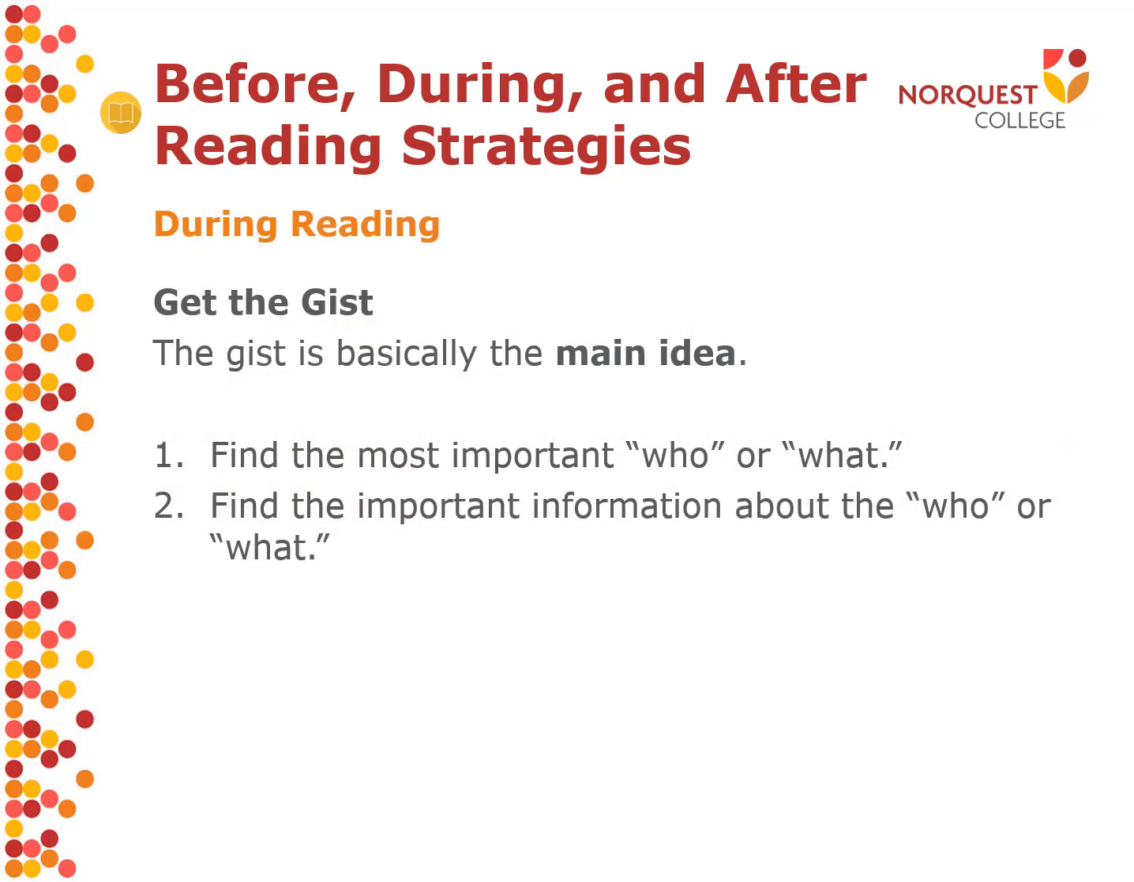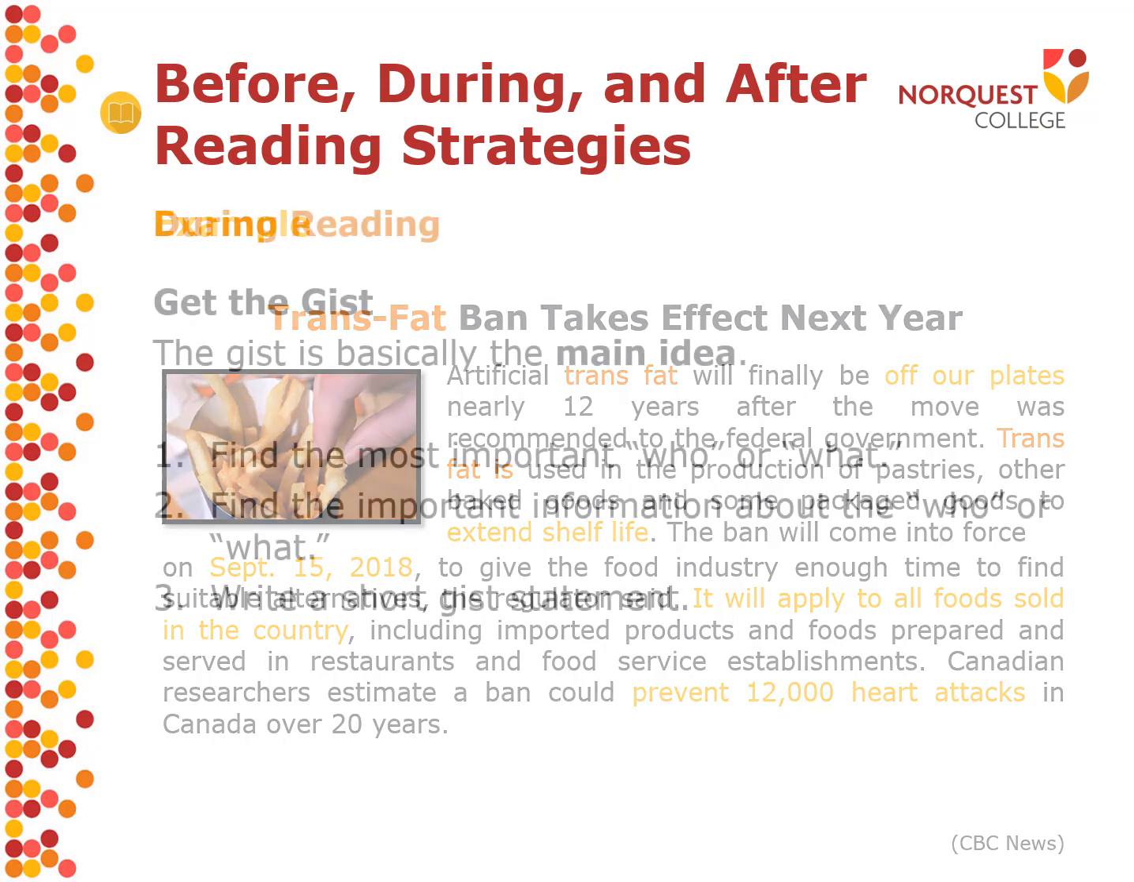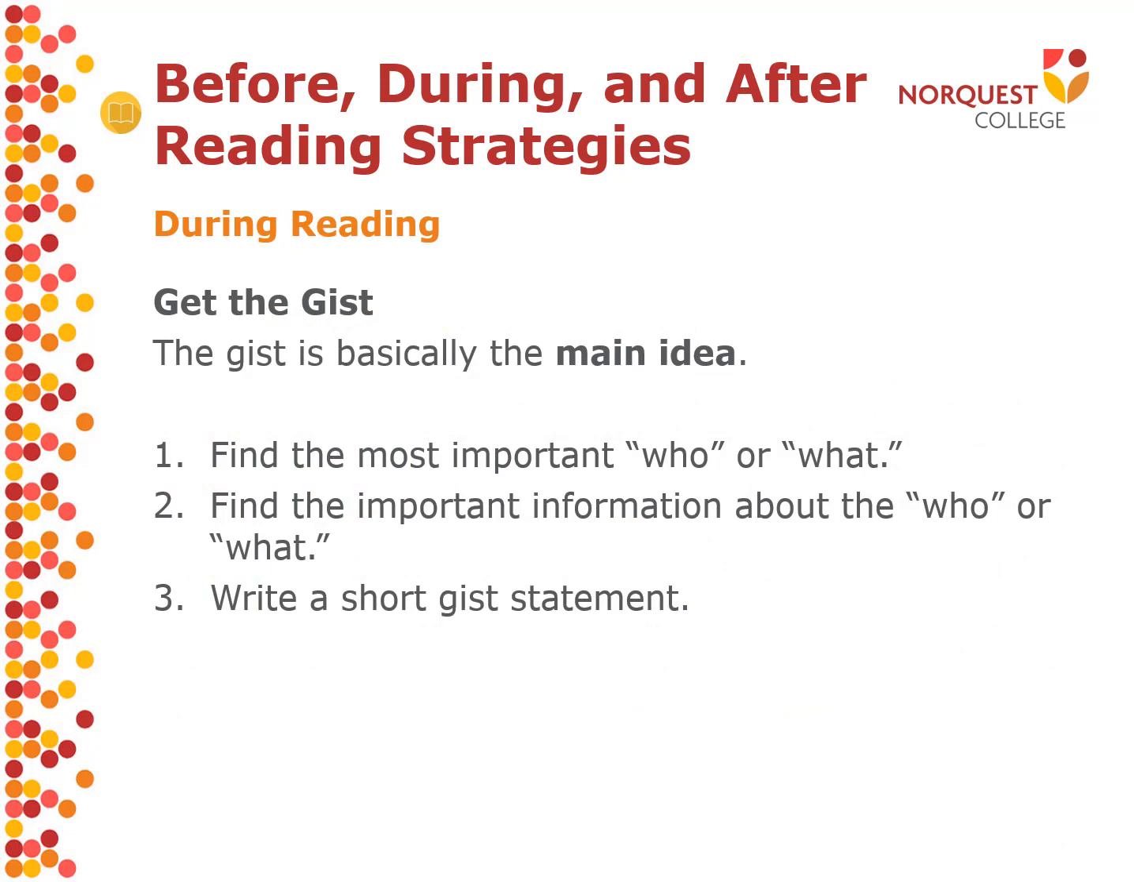Step 2, find important information about the who or what. So if the topic is trans fat, it's important that it's going to be off our plates or removed, that it extends shelf life, the ban will apply to all food sold in the country, and that this ban will prevent somewhere around 12,000 heart attacks in the next 20 years. So I know the who or what, trans fat, and I have some important information that the text points out about it. Finally, write a short gist statement.